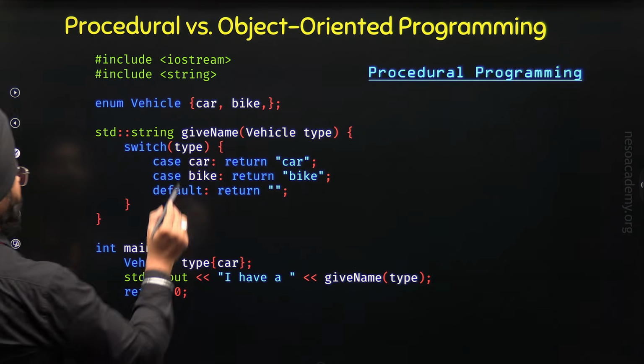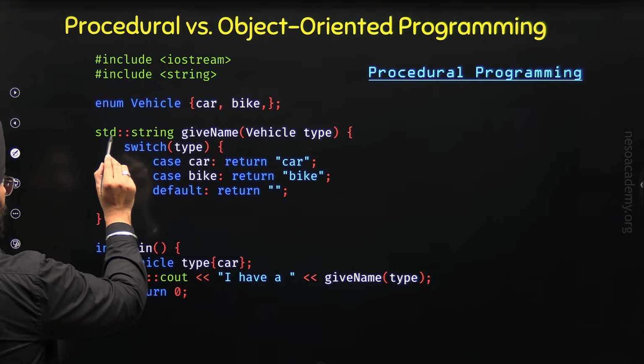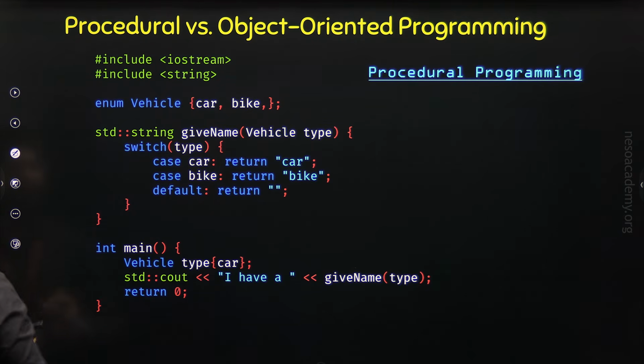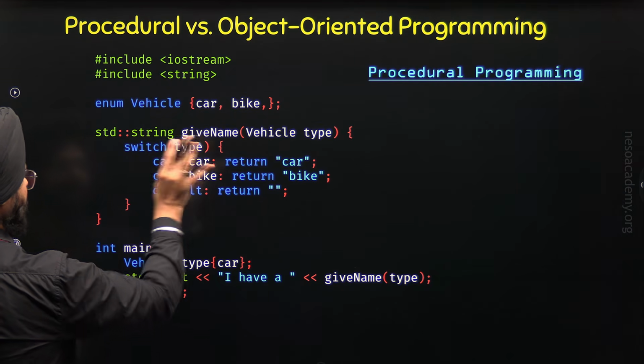Now after this, I have defined the function giveName. The return type of this function is a string. This means this function will return a string. As the name itself suggests, this function will give us some name.